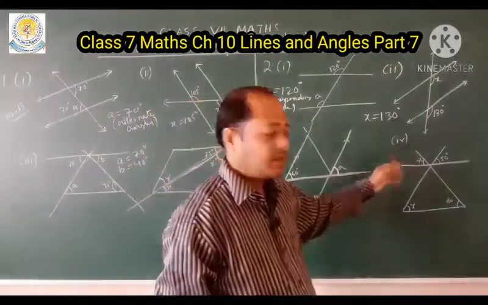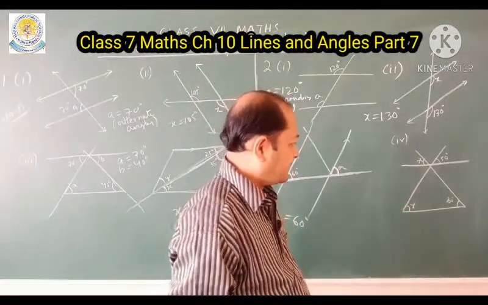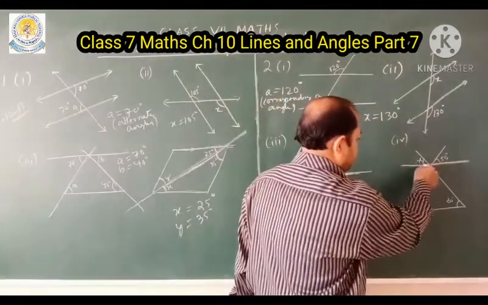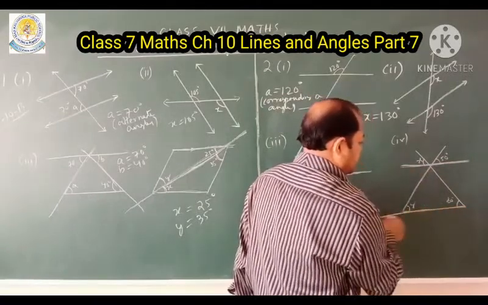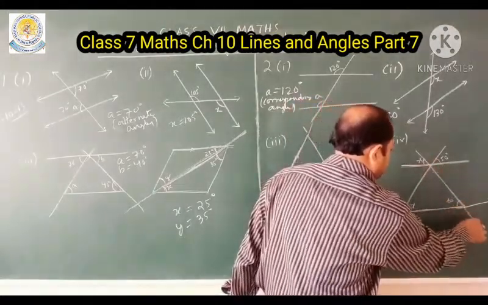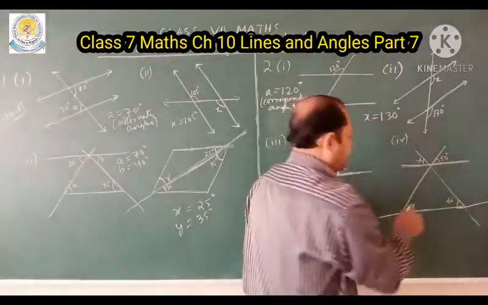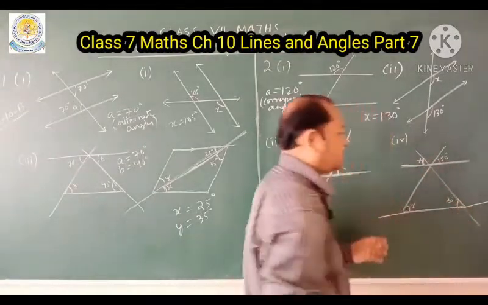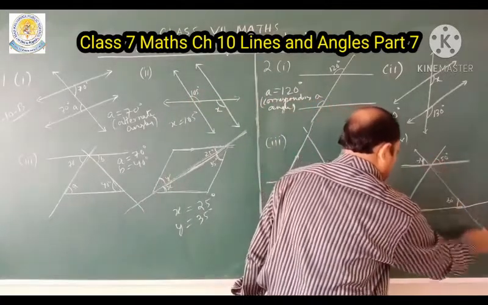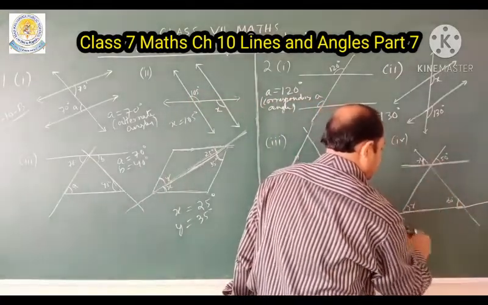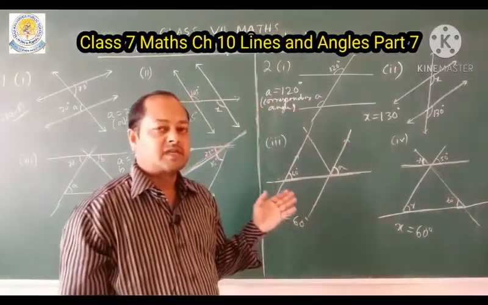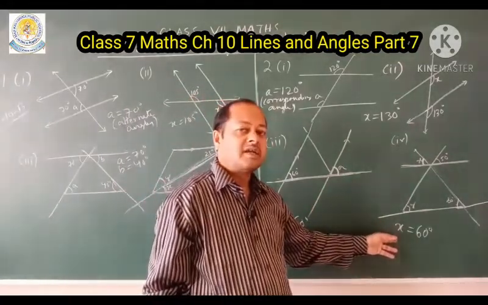Now look at figure 4. Here, what is the transversal line? So here we see that this line and this line are parallel lines, if you extend this line. If you consider this line as a transversal, then x and 60 are on the same side of the transversal. So x equal to how much? 60 degree, because x and 60 are on the same side of the transversal. So the reason is corresponding angles.